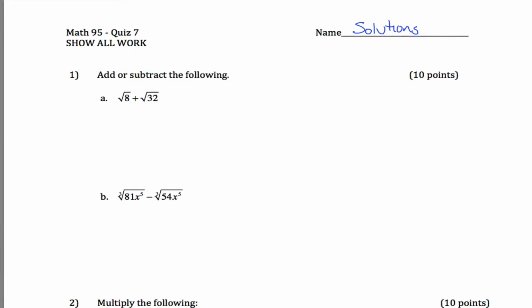Here are solutions for quiz 7 for Math 95. In the first problem, we are given radicals, different things under the radicand, and asked to add them together.